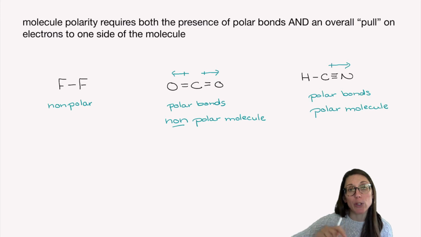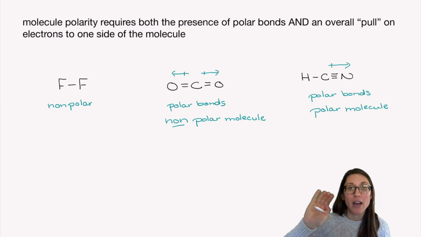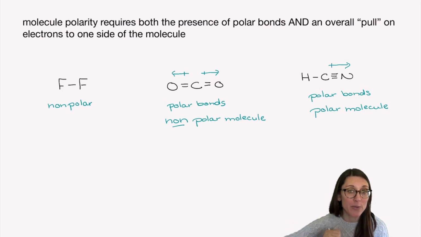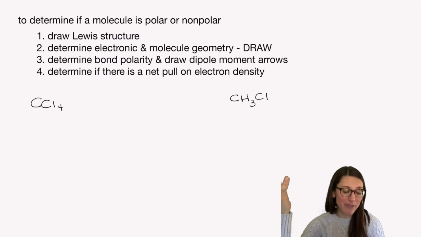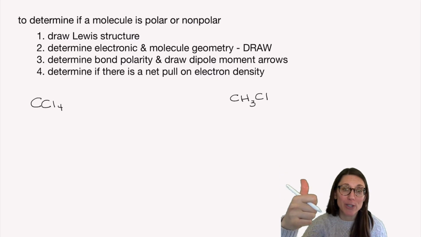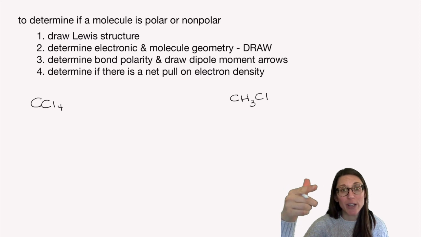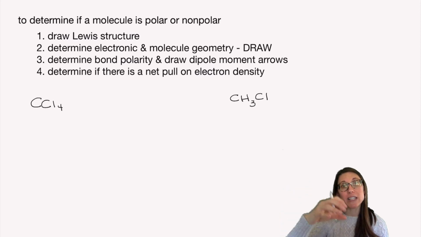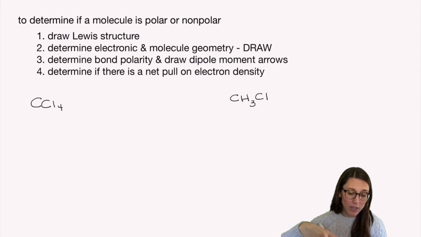In order to be polar, you both have to have polar bonds and you have to have a net pull on those electrons. If you're going to look at a formula and determine whether it represents a polar molecule or a nonpolar molecule, there are some steps you have to follow. You have to start by drawing a Lewis structure. You need to figure out how many bonds you have, how many lone pairs you have, all that kind of stuff. Determine your electronic and molecular geometry because it will dictate where the electron density is in your molecule.